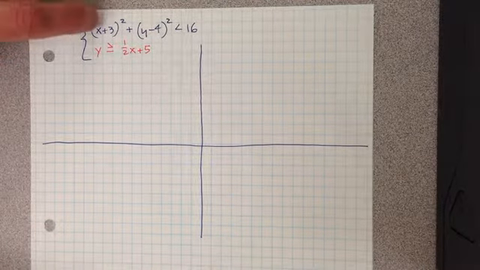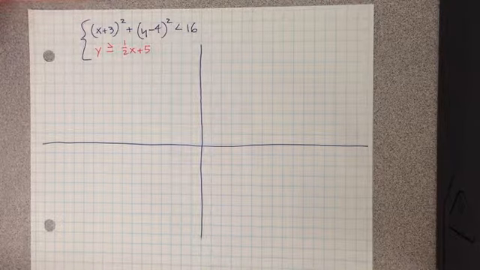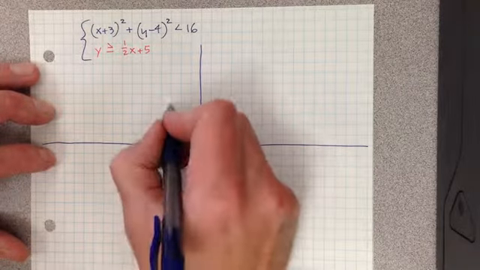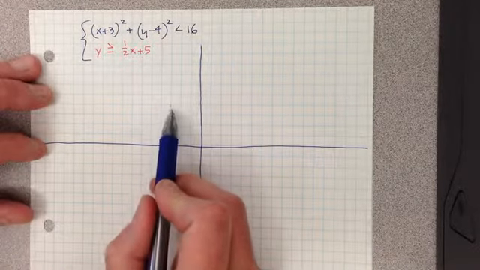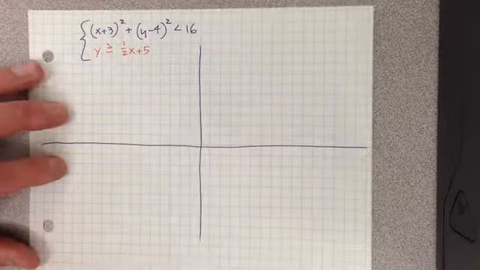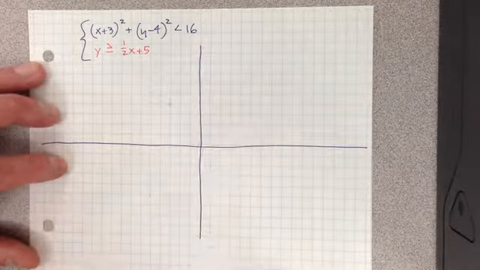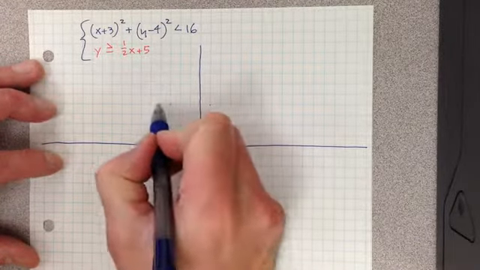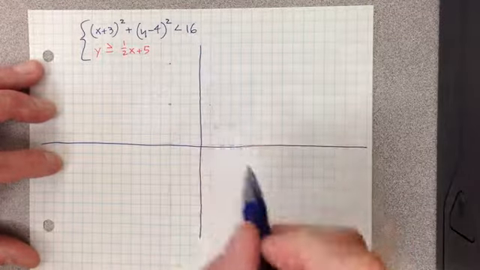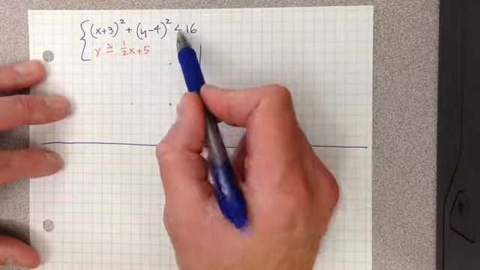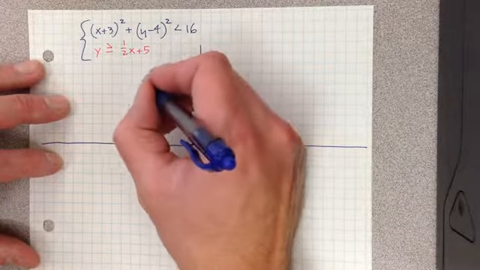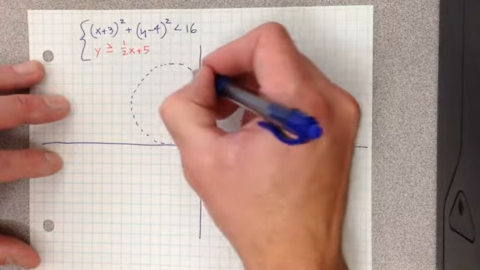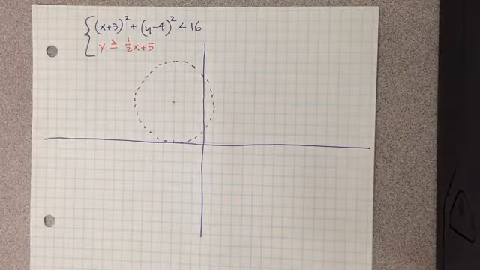All right, circle. The center is at (−3, 4). Now that is not a point on this circle. That is the center of the circle. It is a nice reference, so it's not actually included. Now I take the square root of 16, which tells me to go over 4, down 4, to the left 4, and up 4. Since it is not equal to, it will be a dashed circle.